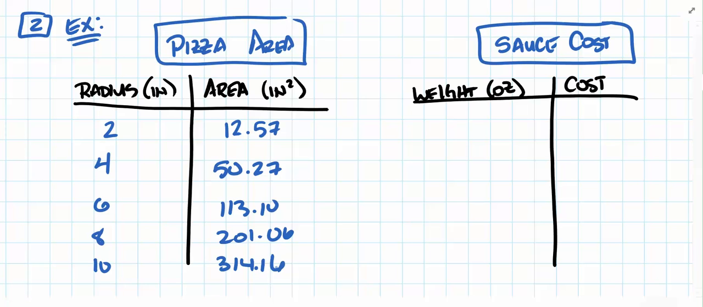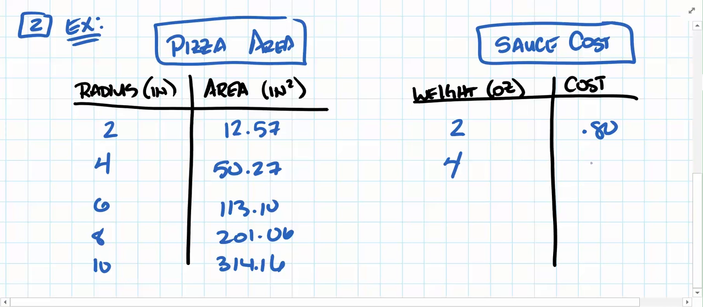On the right, let's do sauce cost, and we'll do ounces. And again, we'll start with 2 ounces, and it would cost you 80 cents. This is if you're the owner and you're creating this. So if I have 4 ounces, it's going to cost me $1.60. If I have 6 ounces, it's going to cost me $2.40. If I have 8 ounces, it's going to cost me $3.20. And if I have 10 ounces, it's going to cost me $4.